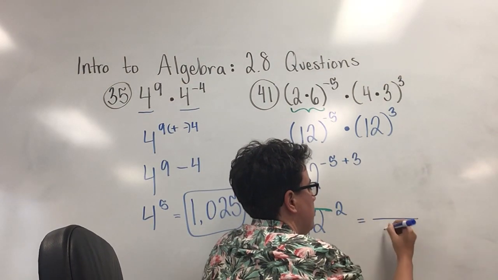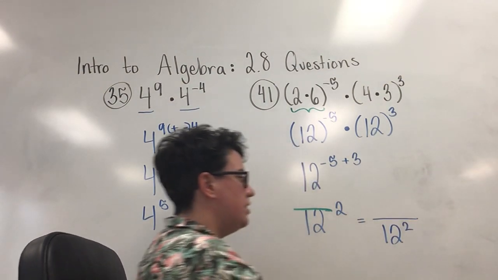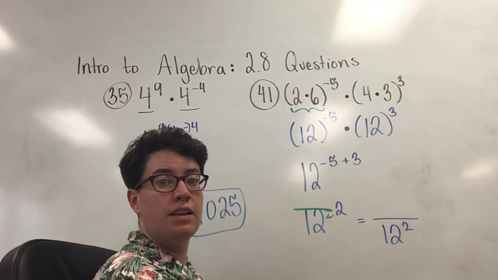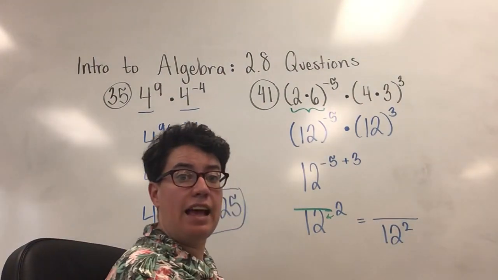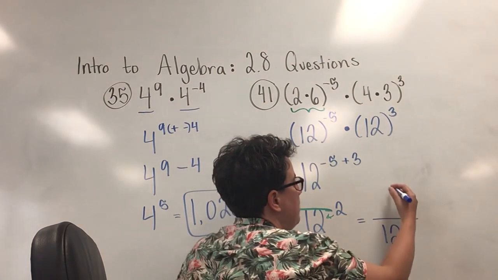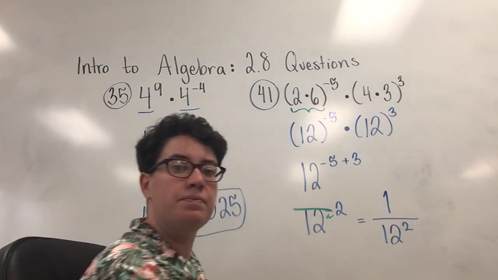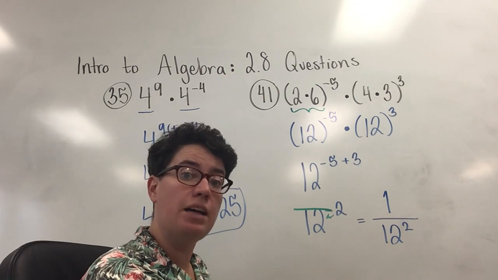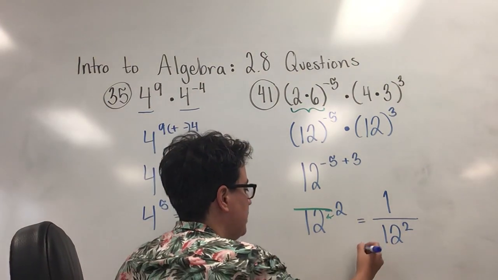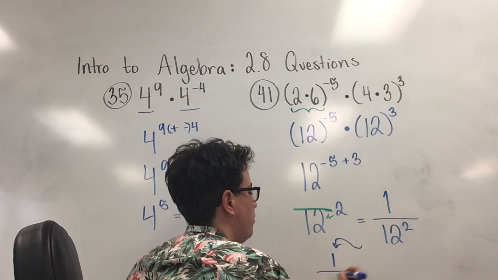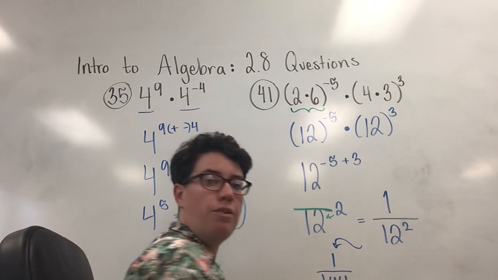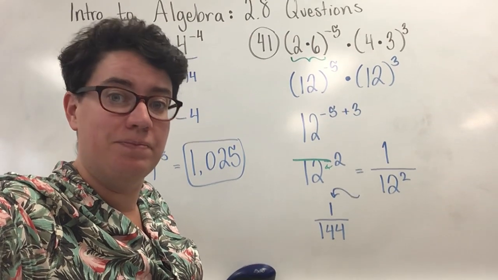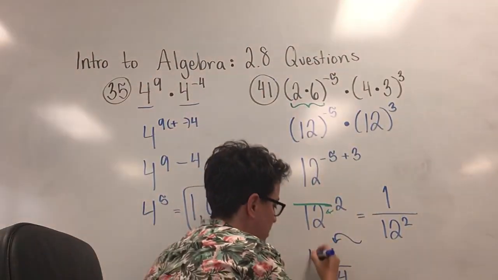So then 12 squared is in the bottom because the 2 is still attached to the 12. And when we have a fraction that has an empty part, we fill that with a 1. And since we're evaluating, 12 squared becomes 12 times 12, giving us the final answer right here of 1 over 144. Right there. So, hopefully that is clear.